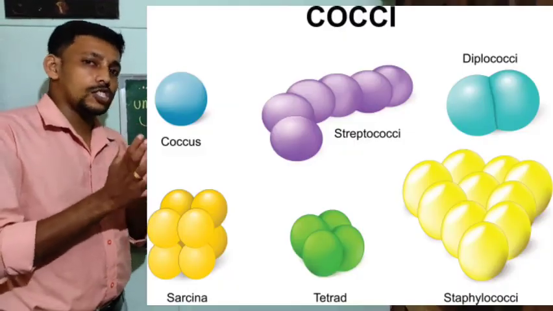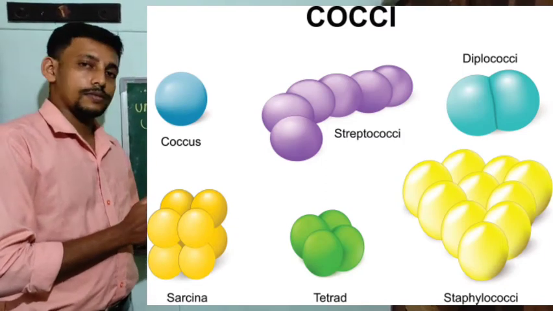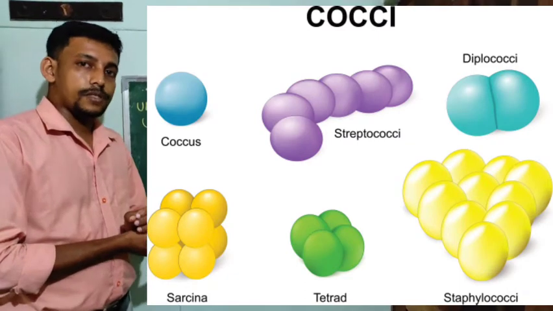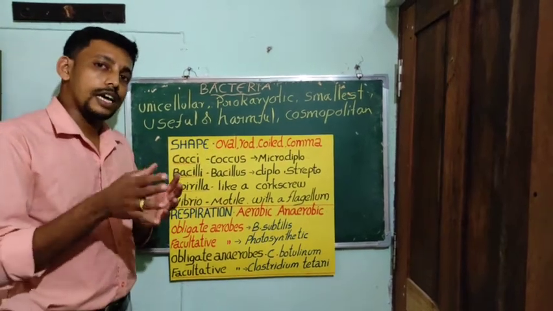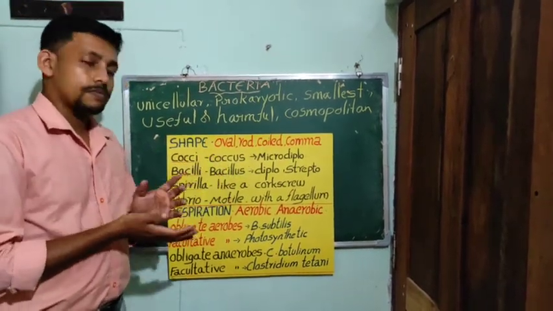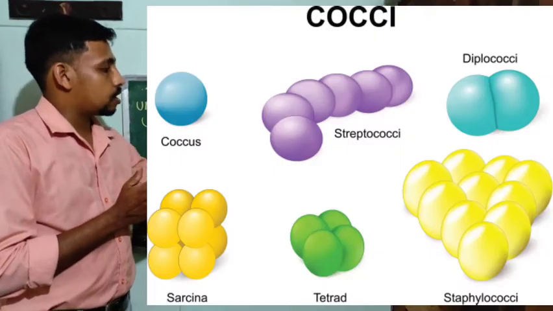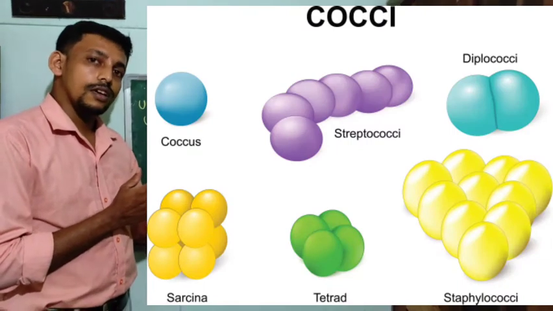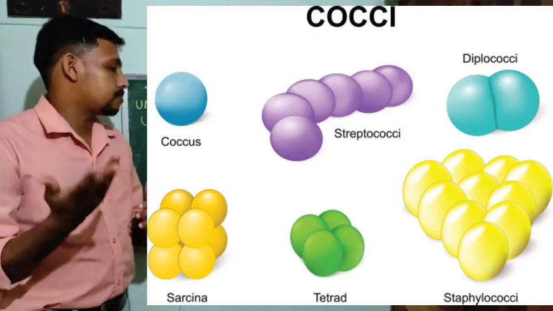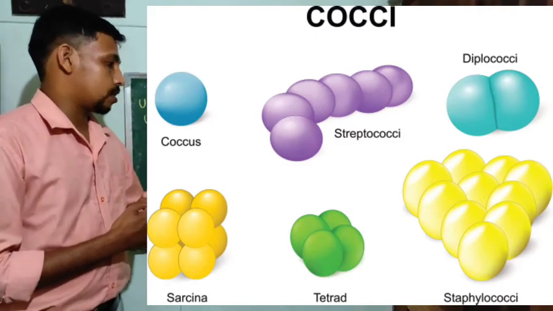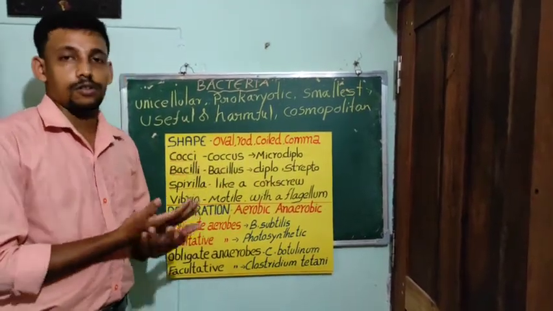The oval or spherical shaped bacteria are known as cocci. The singular form is coccus. This type of bacteria may be found alone, that means they may occur singly. At that time they are known as micrococcus. If they are found as pairs, it is known as diplococcus. And sometimes they may be found as long chains. At that time it is known as streptococcus. So they are micrococcus, diplococcus or streptococcus.